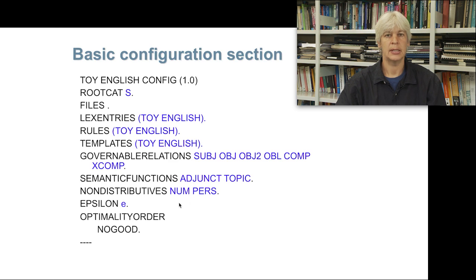Epsilon E says that you can have an empty category, an empty node, and I'll talk about that a little bit in conjunction with imperatives, it's a very useful thing to have for that. And then optimality order, this is where the OT marks can be placed and can be implemented, and I'll show you how to do that in one of the lessons. And here, very importantly, the 4 dashes, which end this section. These are the ones you should never touch, never delete, never change.